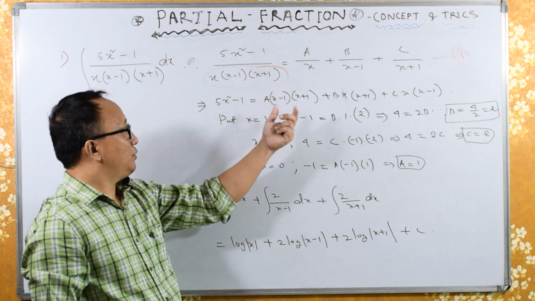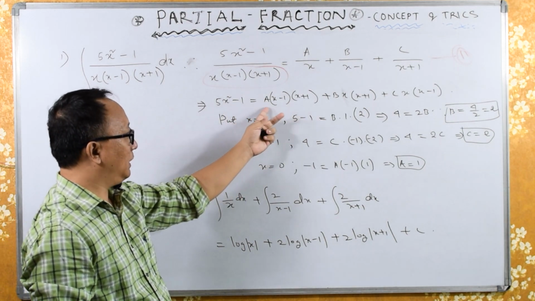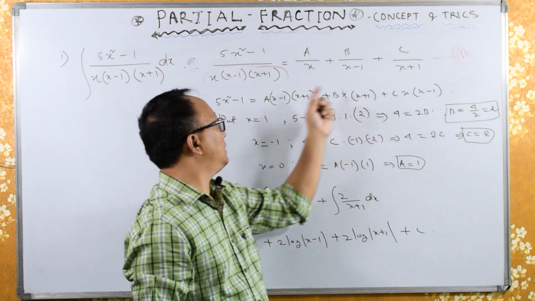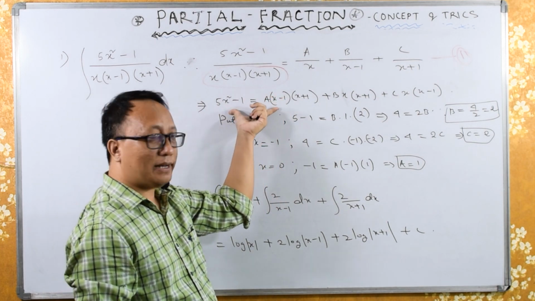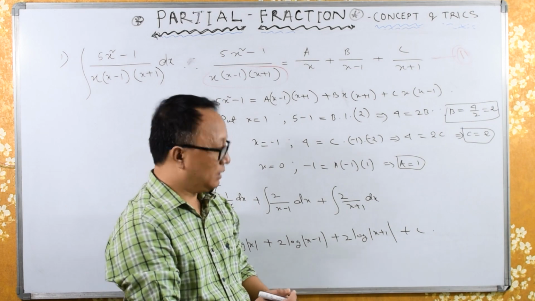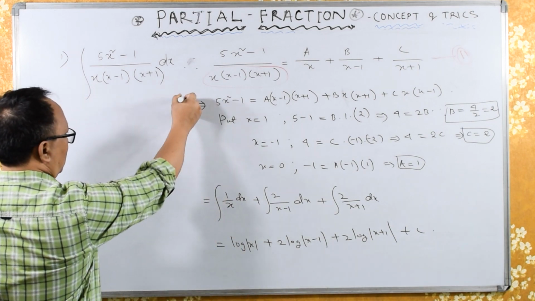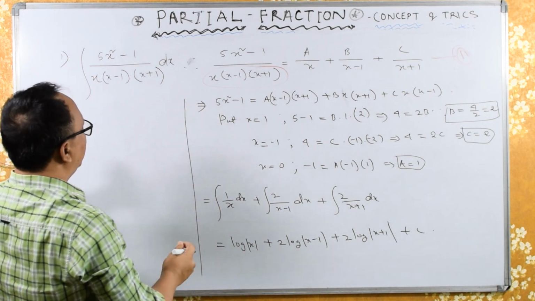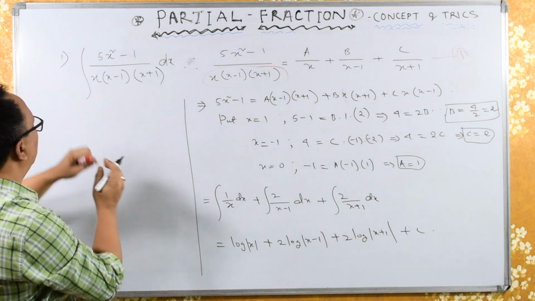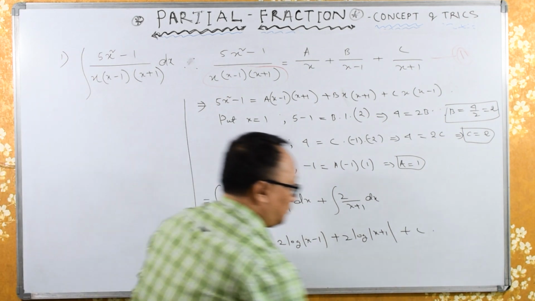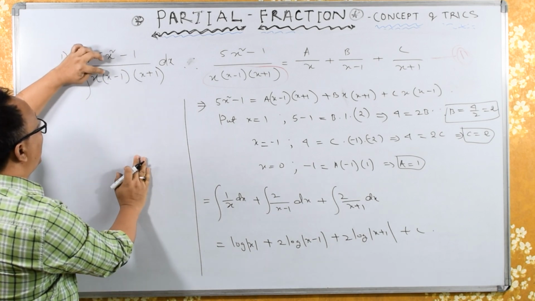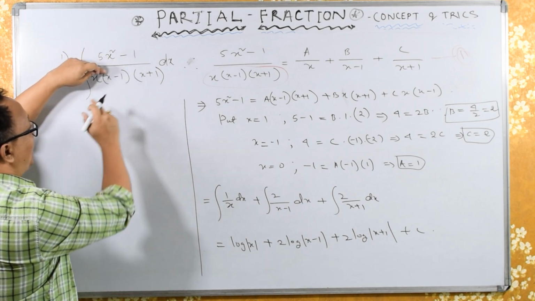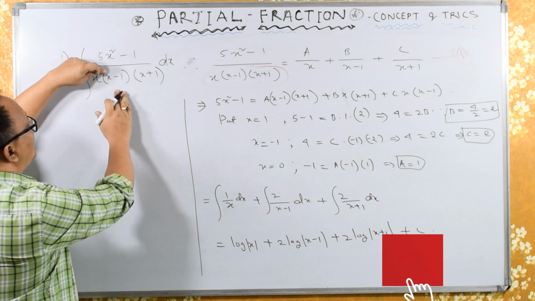Otherwise, what we can do is expand this and this. After that, we can compare the coefficient of x square on the left hand side as well as the right hand side. The same answer we will get. Now the trick is, consider here, if I substitute x equals 1, x equals 1 here.